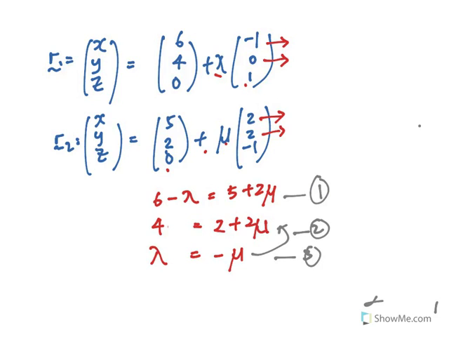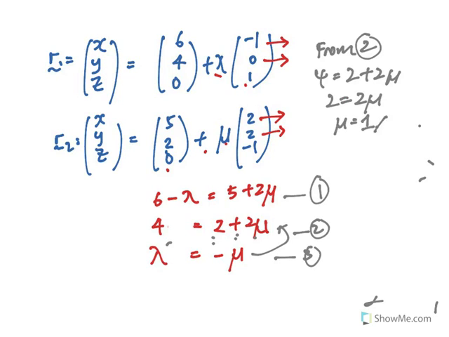Let me rewrite everything. From equation 2, 4 equals 2 plus 2 mu. Subtracting 2 on both sides, 2 equals 2 mu, so mu equals 1. From equation 3, since lambda equals negative mu, lambda equals negative 1. Let's check if the last equation is satisfied.